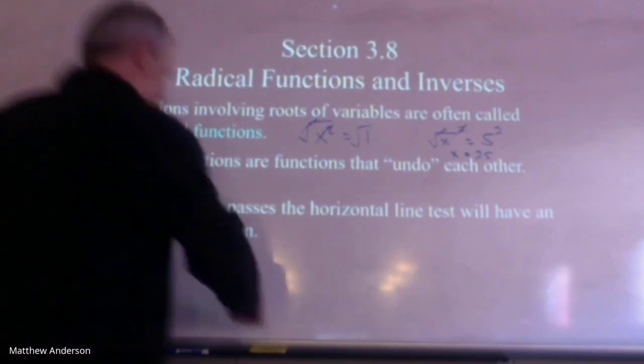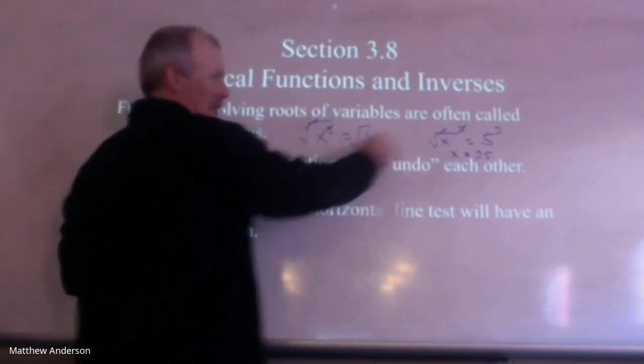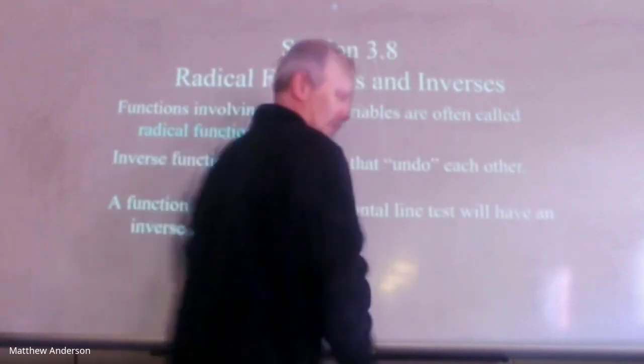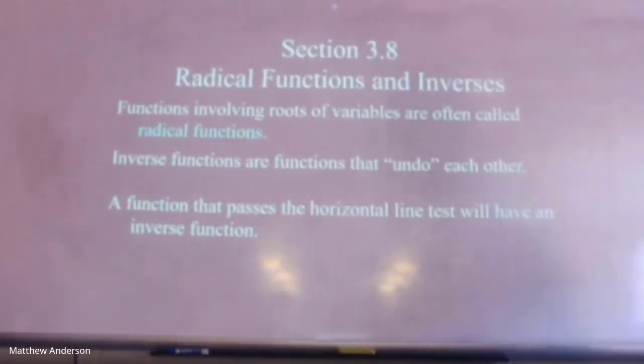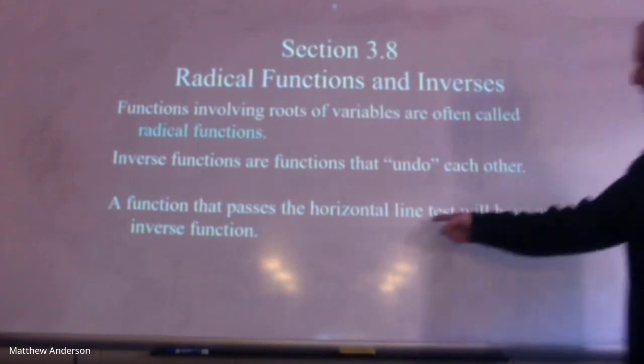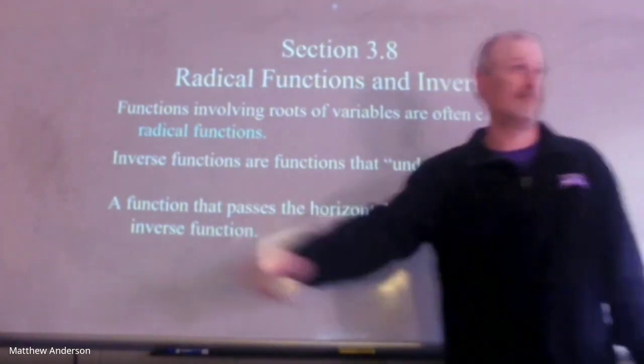Okay? So we've done these, but these are the same thing. And we're going to look at these as we go through here tonight. So a function that passes the horizontal line test, remember, the horizontal line test tells you if a function is 1-to-1. Vertical line test tells you if it's a function. Horizontal line test tells you if it's a 1-to-1 function. But if it passes that horizontal line test, it will have an inverse function.